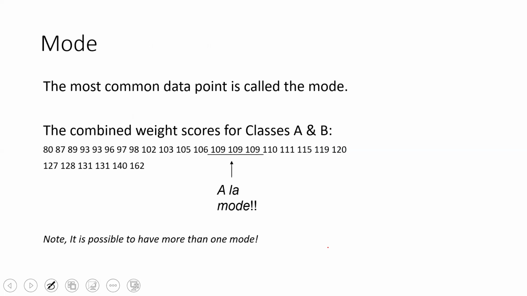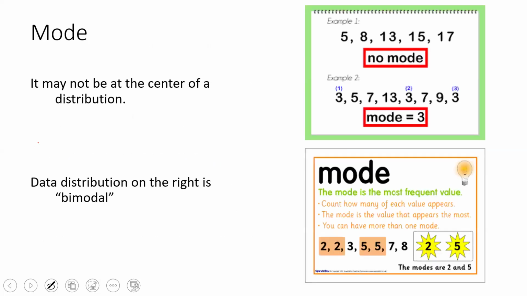The mode is the commonest data point in this data here. From here down, we can see that 109 is appearing 3 times, and that is the mode. It's as easy as that. It's possible that you don't have a mode. Look at this data point. There's no number appearing twice. But here we have a mode. Number 3 is appearing 3 times. And we can also have what we call a bimodal, where 2 sets of numbers have the highest frequency, number 2 and 5.